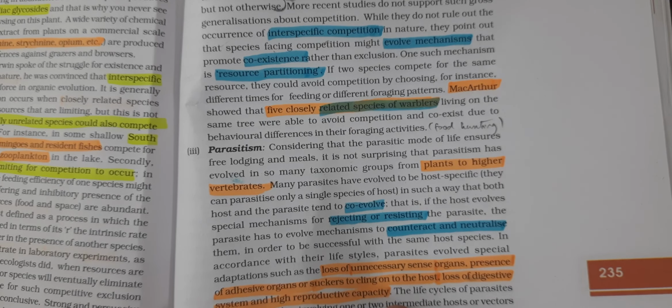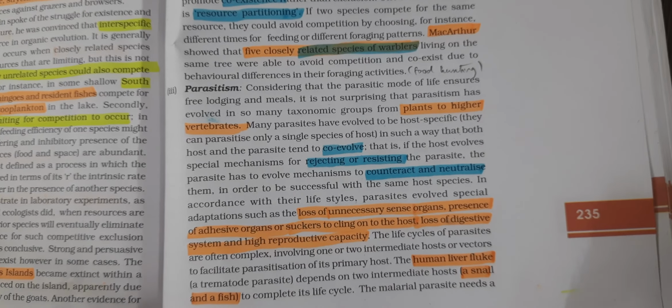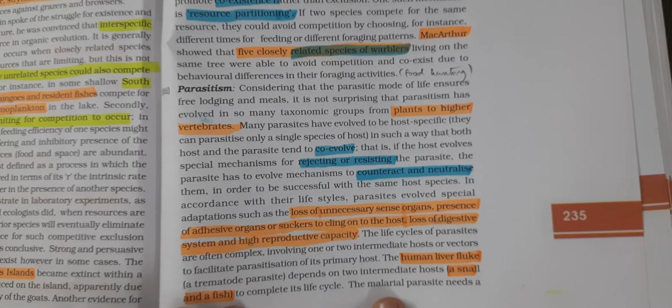The human liver fluke, a trematode parasite, depends on two intermediate hosts, a snail and a fish, to complete its life cycle. We also saw about malarial parasites, the Anopheles mosquito and the human being, which needs the vector mosquito to spread to other hosts.